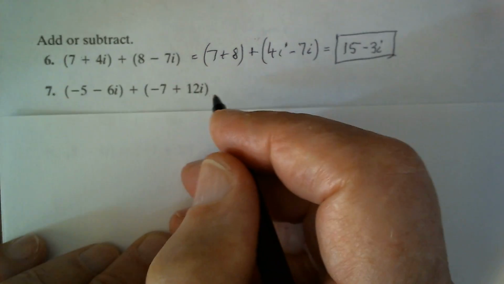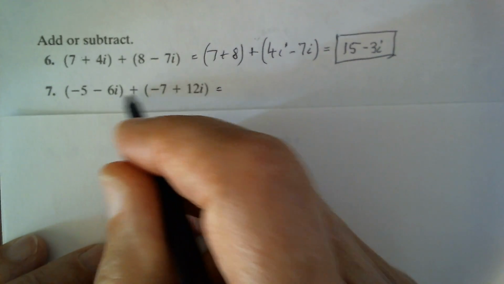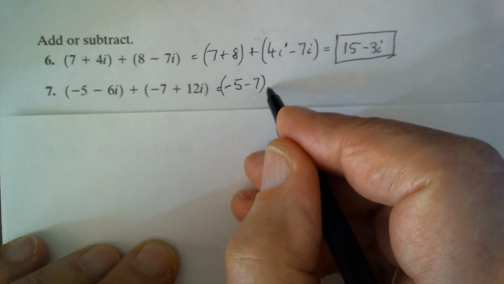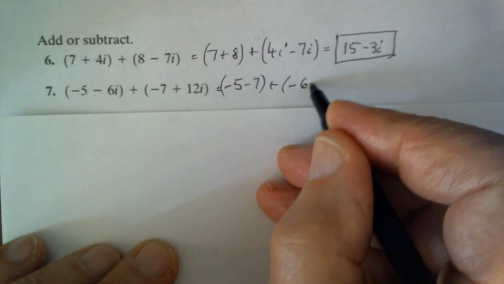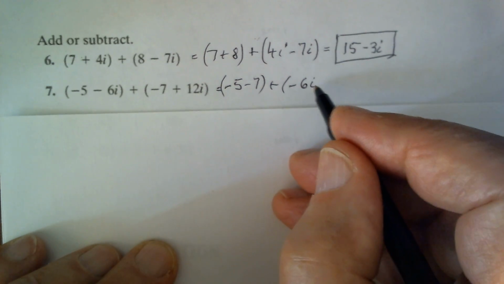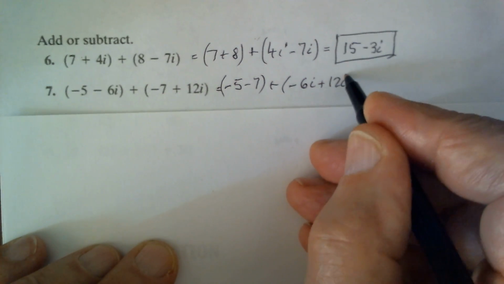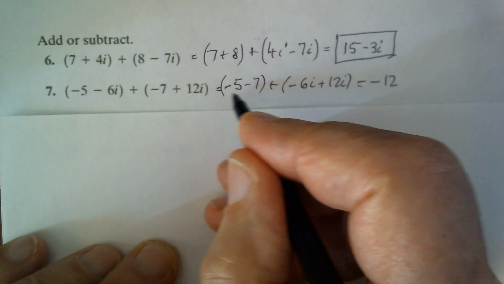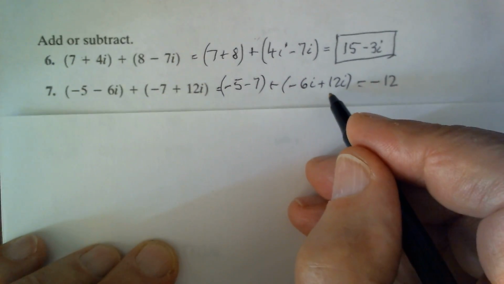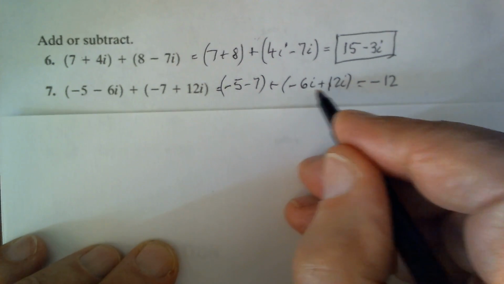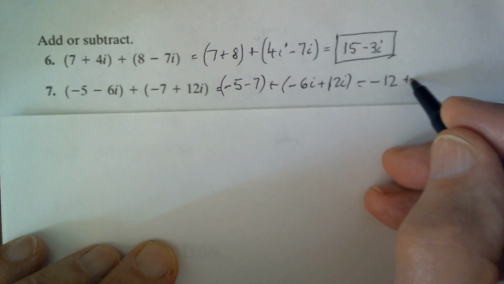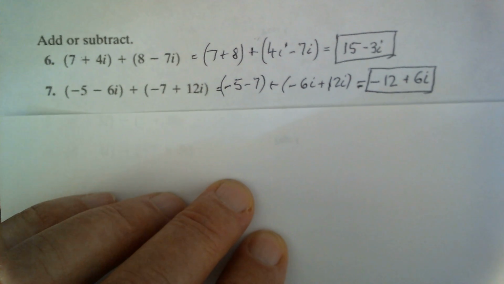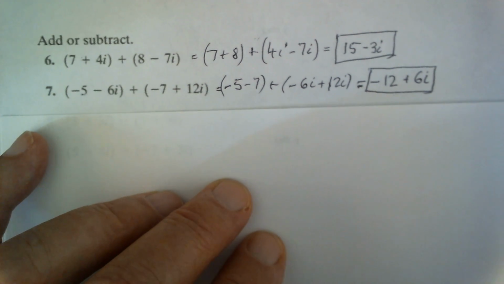And number 7 works similarly. We combine the real parts, minus 5 minus 7, plus minus 6i plus 12i. So for the real part we have minus 12, from minus 5 minus 7, and for the imaginary part, minus 6i plus 12i is 6i. So this then is the answer to number 7.